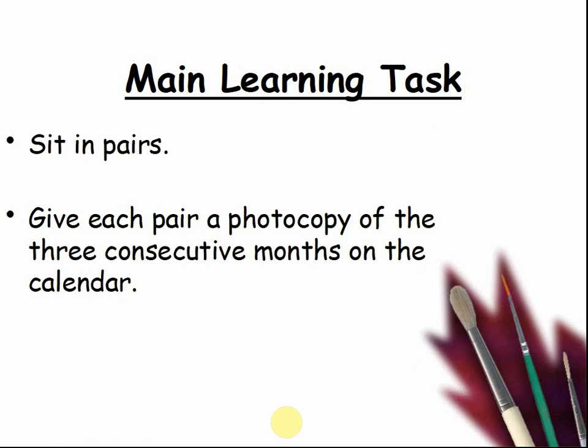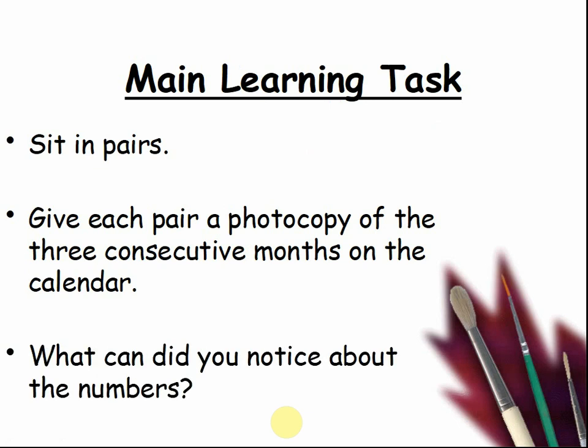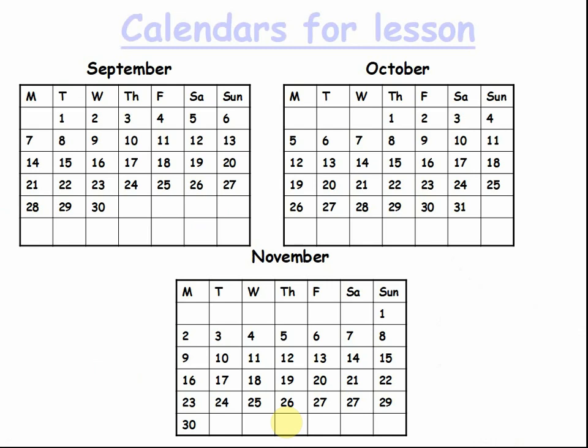Sit in pairs. Give each pair a photocopy of the 3 consecutive months of the calendar. What did you notice about the numbers? Here they are. Have a look at them. What do you notice about the numbers in these calendars? Pause the video and discuss.